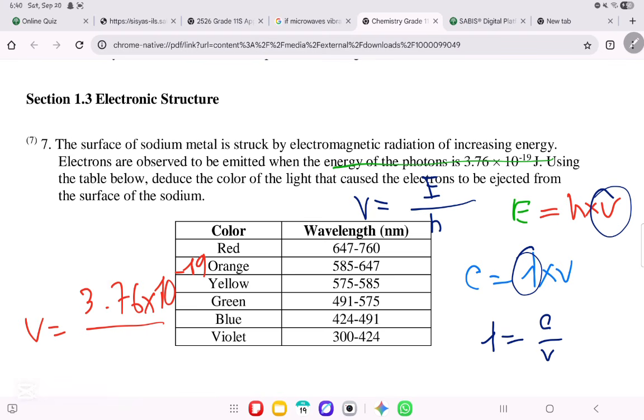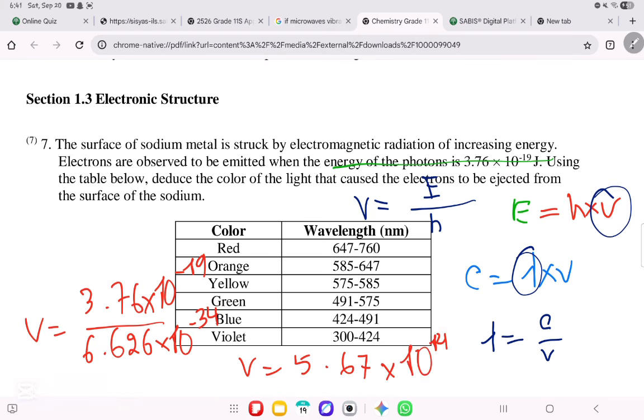6.626. Let me open my notes because they didn't give it here. What is Planck's constant? 6.626 times 10 to the power of negative 34. So what do we get in this scenario? We're going to get that V is equal to 5.67 times 10 to the power of 14.